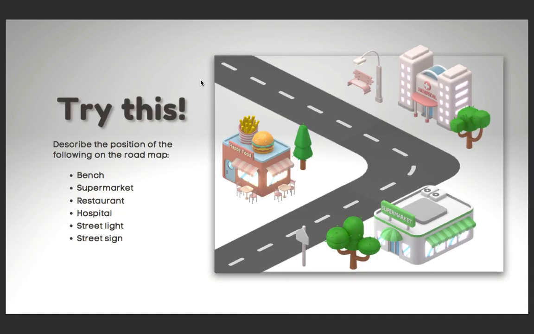We can try this before you move to the next slide. Describe the preposition of the following on the road map. We can see here bench, supermarket, restaurant, hospital, street light, and street sign. Later, you can try this after we have discussed the material.